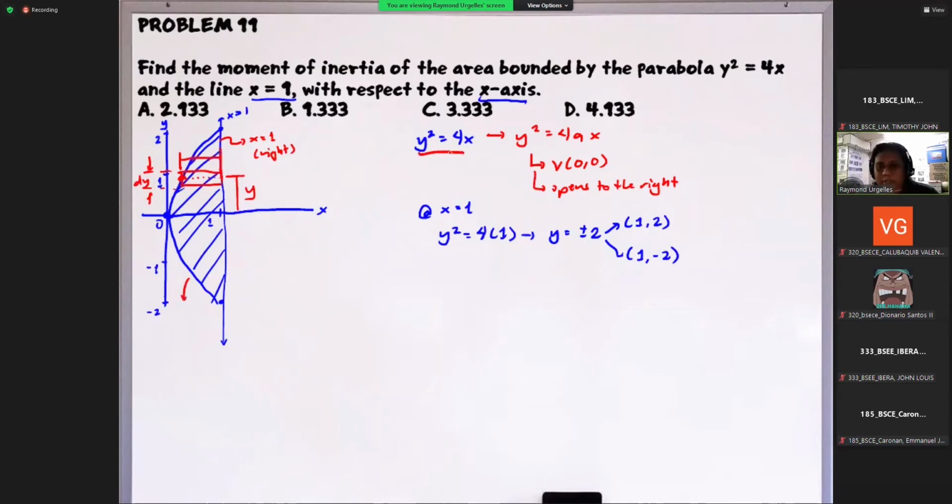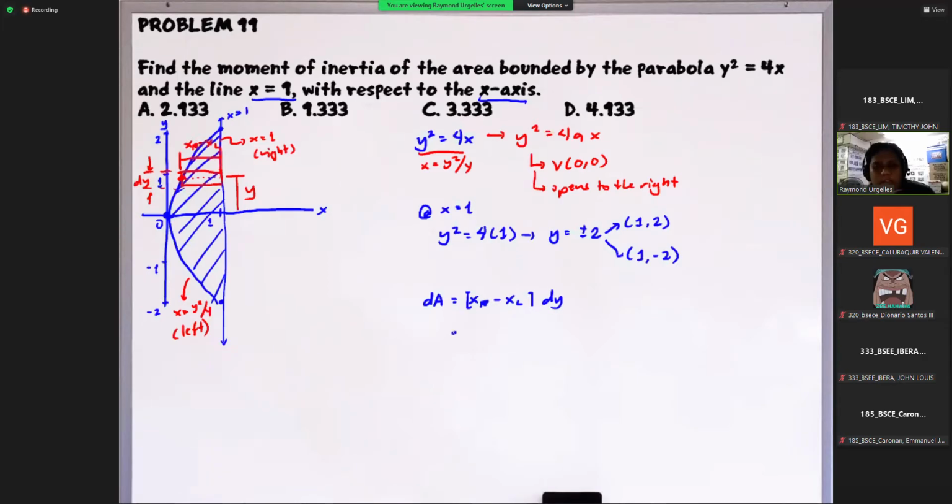The left boundary naman is the parabola. So again, from this equation, okay? We can say that this is x is equal to y squared over 4. So this is our left boundary. 'Di ba? Okay, so pag kinuha natin to, this is simply x right minus x left. Diba? Okay, so therefore, let's start with the differential area.